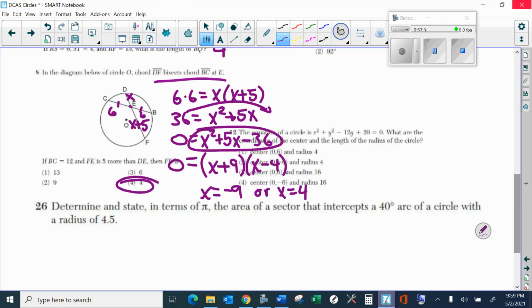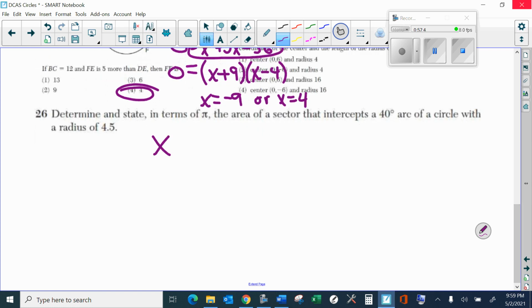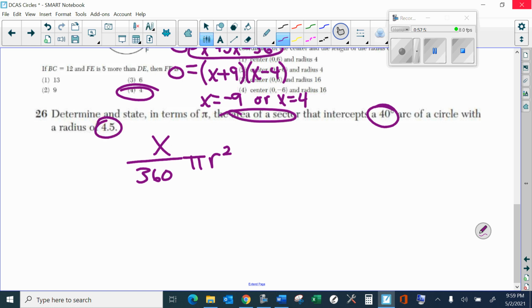Last one, determine and state in terms of pi the area of the sector. So now there's area of the sector. So area is the key, pi r squared. Area of the sector is x over 360 times pi r squared. That intercepts a 40-degree arc. The radius is 4.5. So 40 degrees over 360 times pi r squared. The zeros cancel, 4 over 36 cancels down to 1/9.